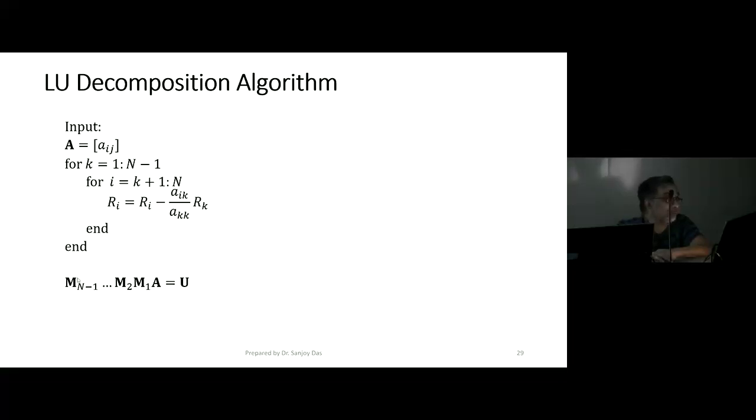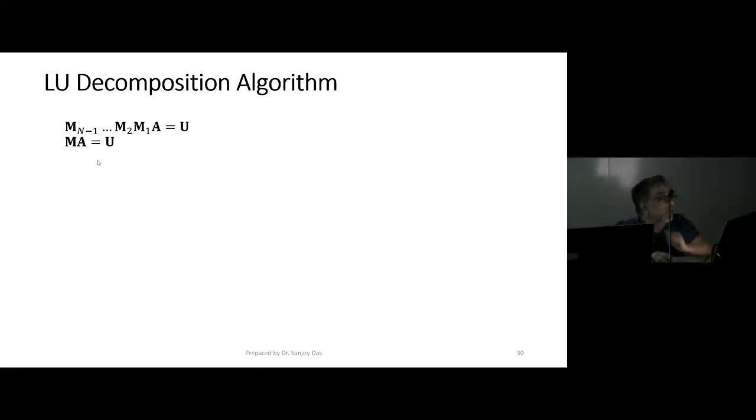So we don't know what these matrices are, really. So how to get these matrices? Or how to get the product of these matrices? Because that's what eventually I want. MA equals U. That's my first step of LU decomposition. Okay, that's most of LU decomposition. There's one last step. So how do I get my M?